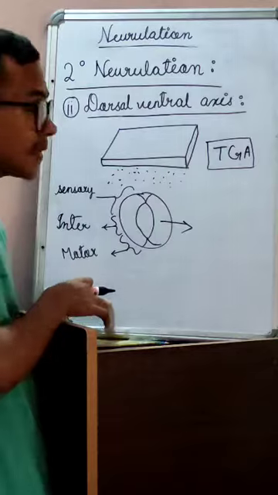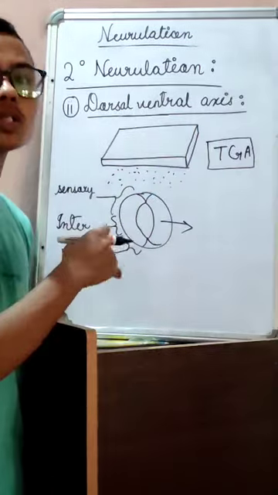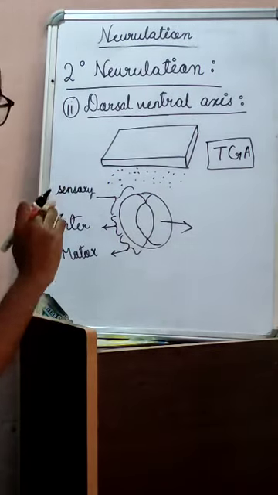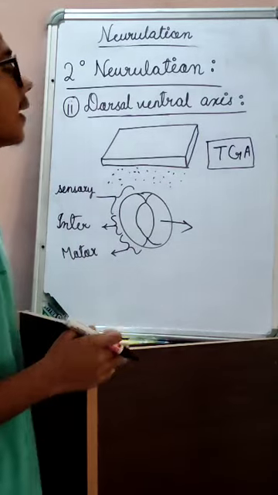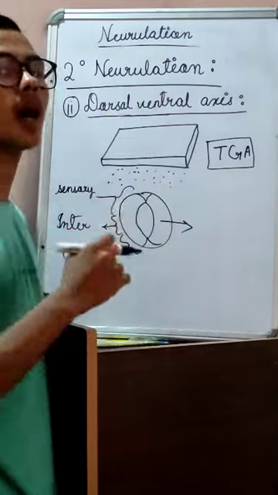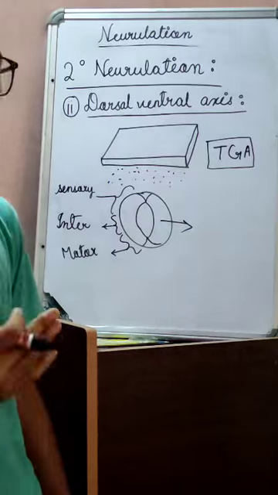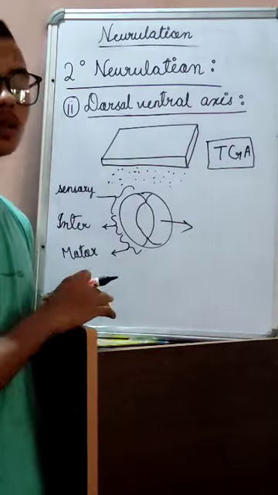So we see that in secondary neurulation, neurons are formed, and in primary neurulation, as we have seen, the brain parts are formed, and thus the neurulation process occurs. I hope you all understand this topic. Thank you all.